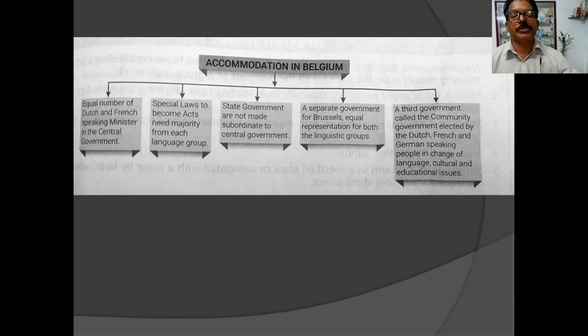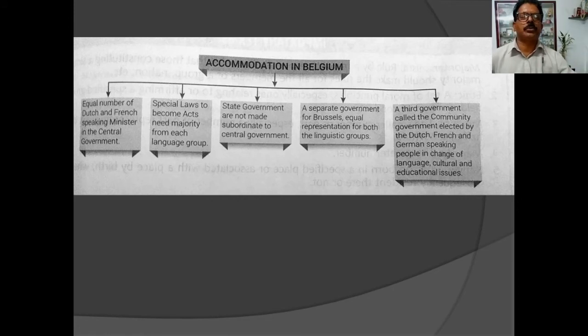Now, accommodation in Belgium. We have already given you an account of the Belgium model of power sharing. Belgium model of power sharing is considered as the best one in the world. So, how did they adjust these three communities? Dutch speaking and French speaking and 1% German speaking. They did not neglect any community. They amended their constitution 4 times.